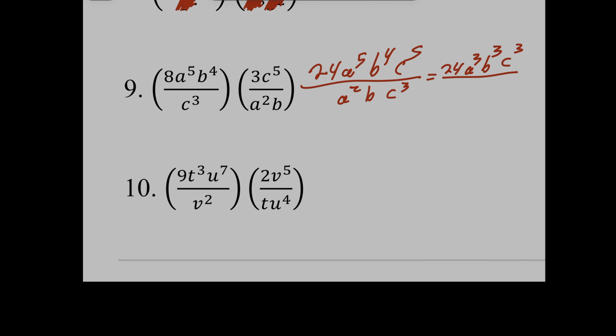Okay, this one I'm going to do the cross out. I have 2 v's on bottom and 5 on top. That'll leave me 3 v's on the top. Here I have 3 t's on the top, 1 t on the bottom. If I get rid of that, that's going to leave me with 2 t's on top. And if I have 4 u's on the bottom and 3 on top, I'm just going to be left with 3 on the top. So when I multiply, that's going to be 18 t squared u to the 3 v to the 3. All right? So again, just showing you different ways to do these.